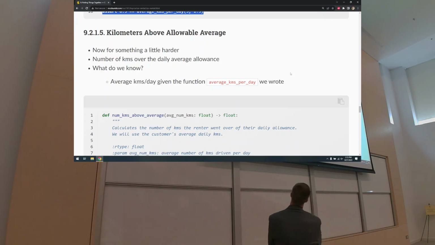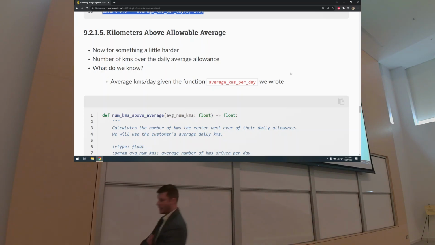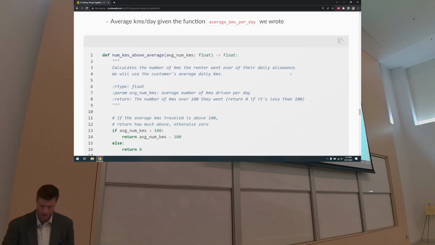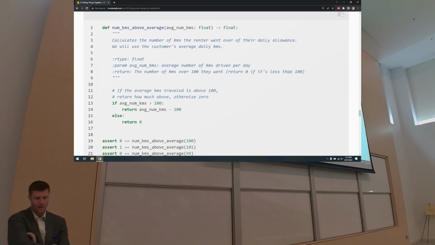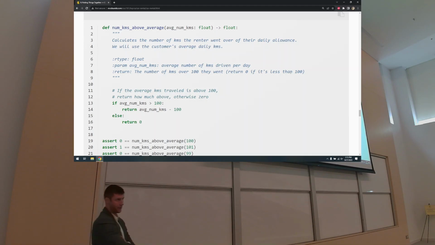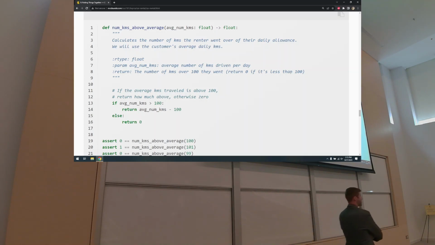Well, here's what I could do. I'm going to have an if. If the average kilometers is above 100, give me back how much above 100 it is. So for example, if the average kilometers was 110, 110 is above 100, right? Return 110 minus 100, well, that's 10. That's just how much more than 100 110 is, 10.